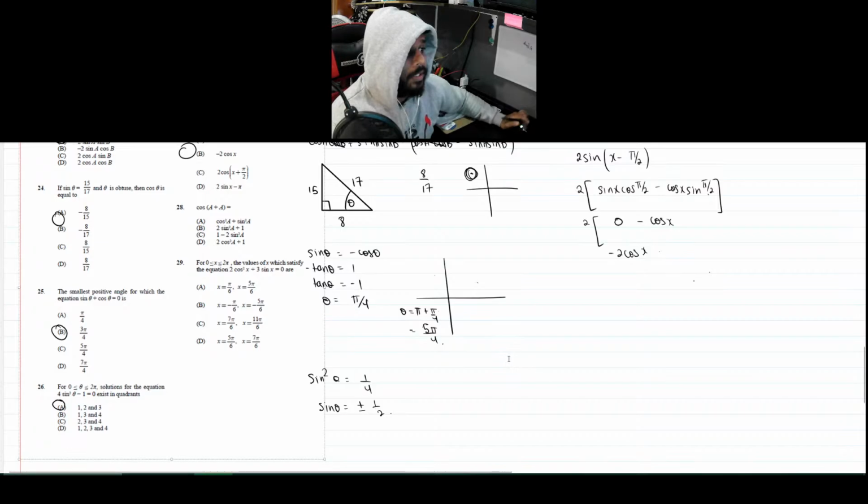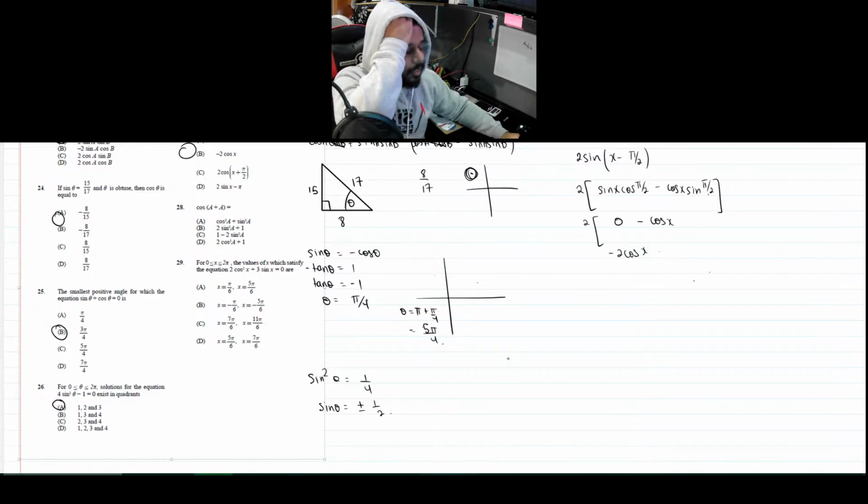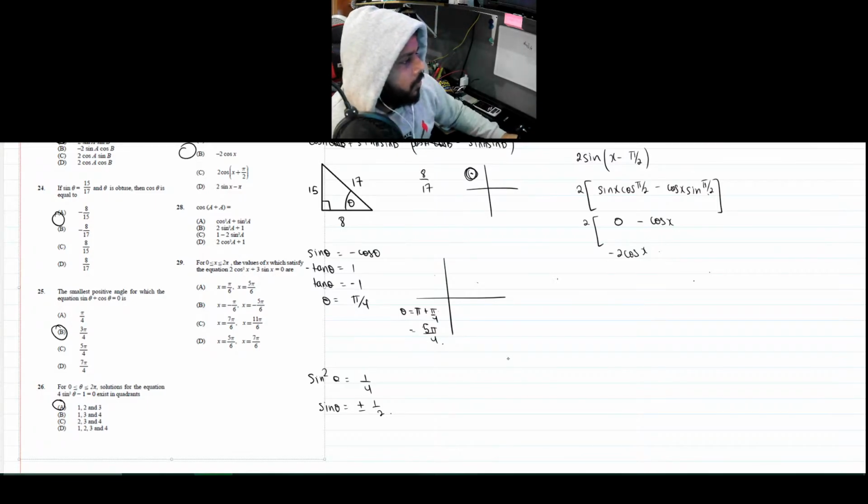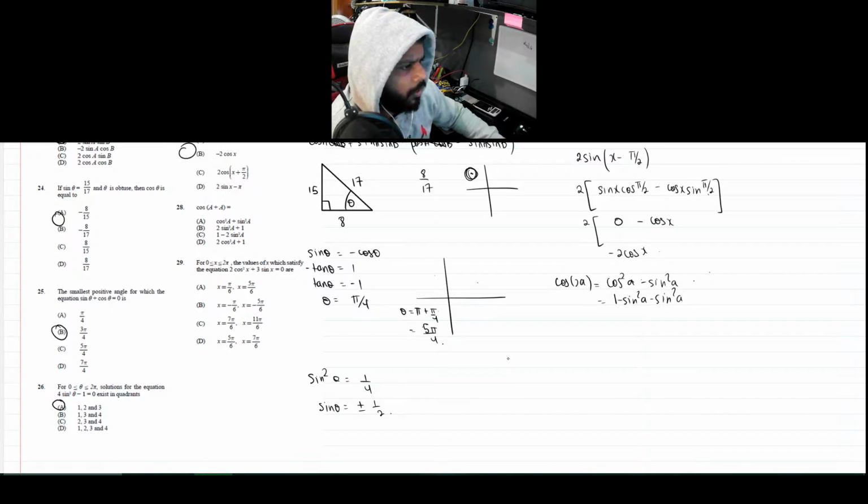Cosine of a plus a is cos a cos a, cos squared a, minus sine a sine a, sine squared a. So that is cos squared a minus sine squared a. Oh, there's a double angle formula, right? A plus a is 2a. So cosine of 2a is equal to cos squared a minus sine squared a. Cos squared a is 1 minus sine squared a, minus sine squared a. So that is 1 minus 2 sine squared a. So C is the answer.